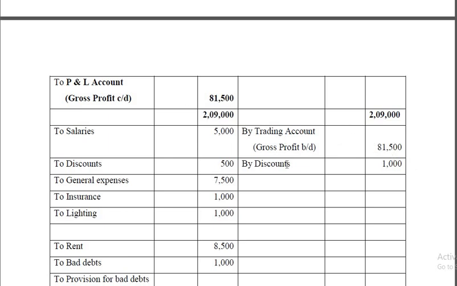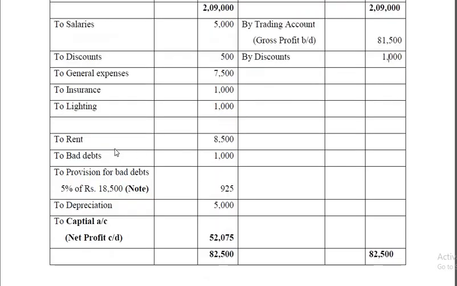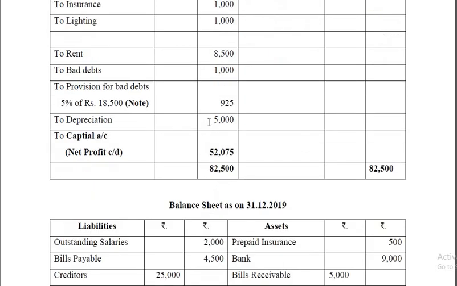Same here is taken here, and discount credit is taken here to the credit side. Salaries no adjustment as it is. Discount debit, it's discount allowed. General expenses, insurance, lighting, rent, bad debt, it is shown directly to the outer column. Then provision for bad debts 5% of 18,500. Note has been separately given. After all adjustments, 5% is created on the closing debtors. So that comes to 925. To depreciation 5,000.